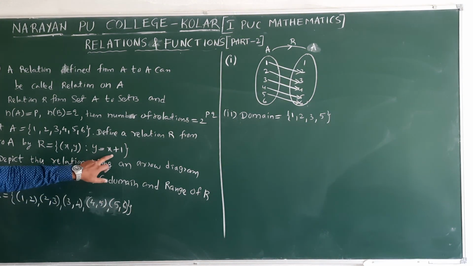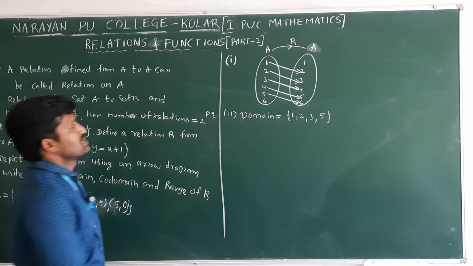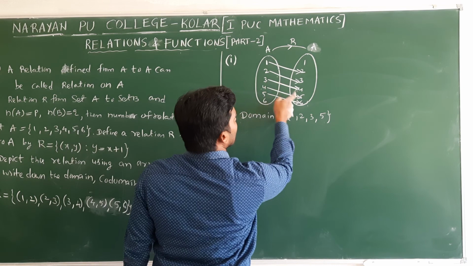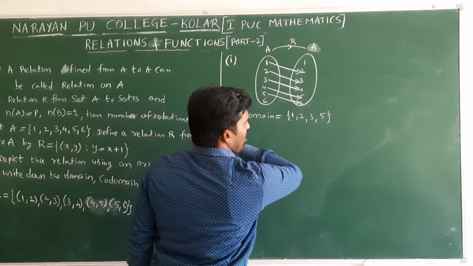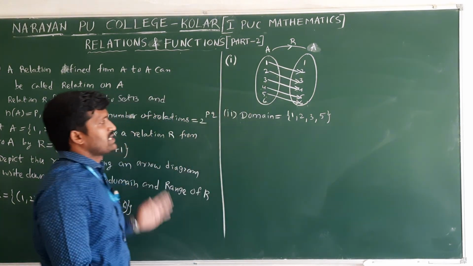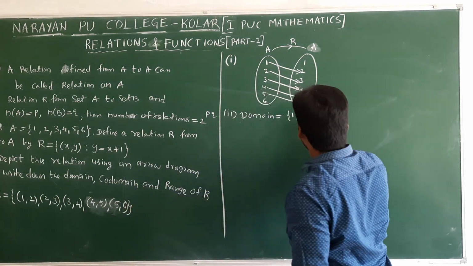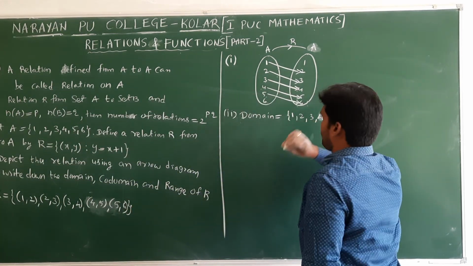If you take 6, you will get 7, but 7 is not there here. So 1 is related with 2, 2 with 3, 3 with 4, 4 with 5, 5 with 6. 6 is not related because you will get 7, and 7 is not in the set. So the set of first elements is 1, 2, 3, 4, 5.